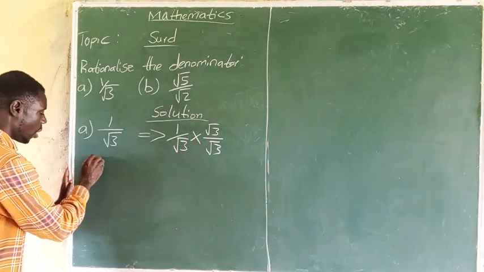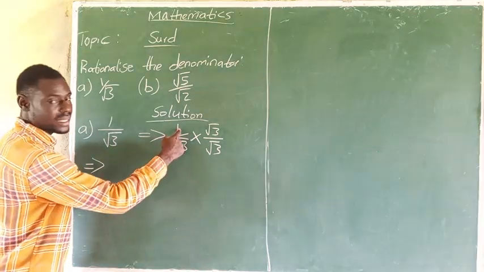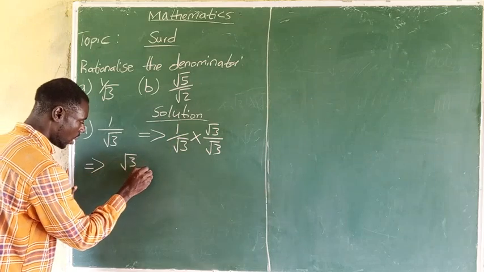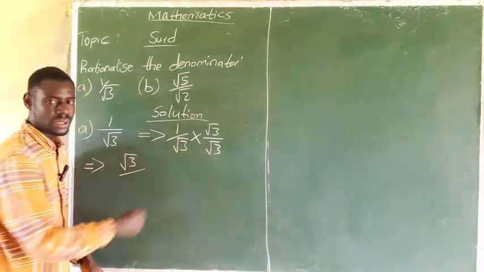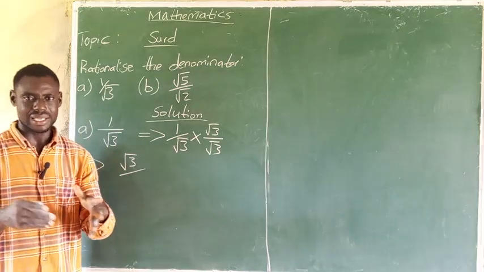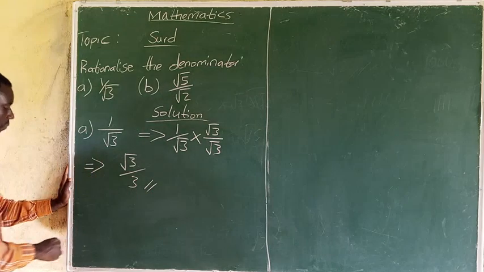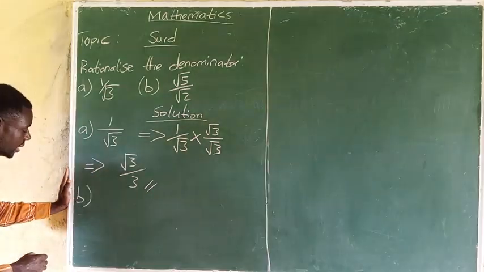So this implies that 1 times root 3 will give us root 3, all divided by root 3 times root 3. In our previous video, I said when the roots are the same, you pick what is inside, and this is your final answer. For part B, you use the same format.